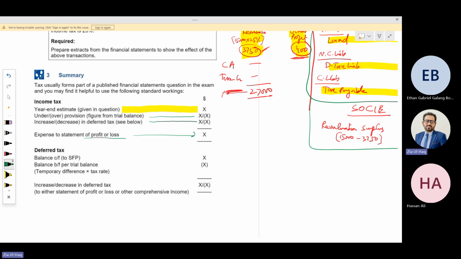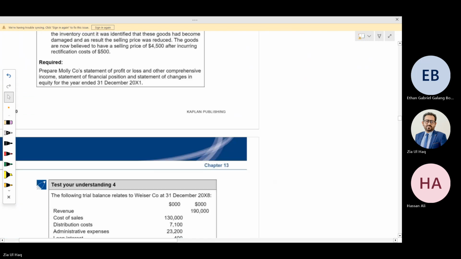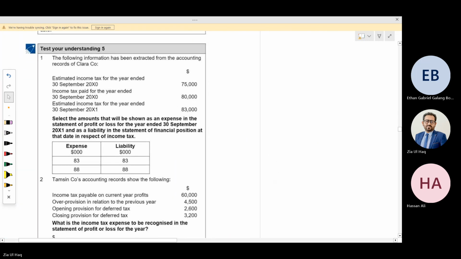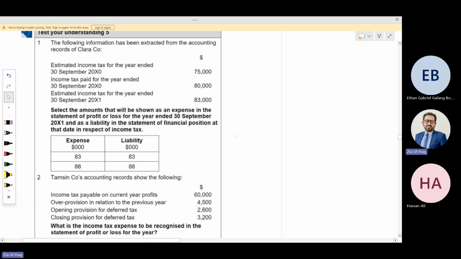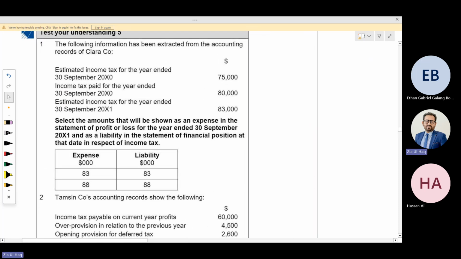And how to calculate deferred tax? Take the balance carried forward from the statement of financial position according to the differences. The balance brought forward as per the trial balance is the opening balance that we need to adjust. And then we can calculate by applying the rate. Test your understanding 3 and 4, leaving for now. Let's move towards test your understanding 5. Good luck everybody with number 1. Test your understanding 5, number 1.